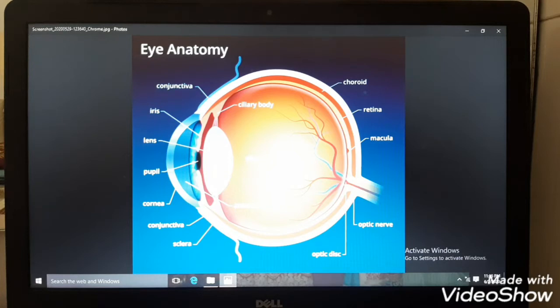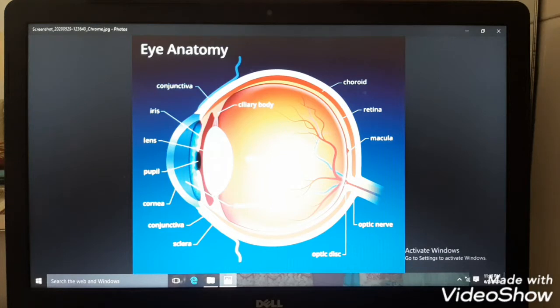Now, how does this lens adjust its focal length? This is because of the ciliary body. The ciliary muscles help the relaxation and contraction of the lens. When the ciliary muscles relax, the lens becomes thin. And as the ciliary muscles contract, the lens becomes thick. And what else controls it?